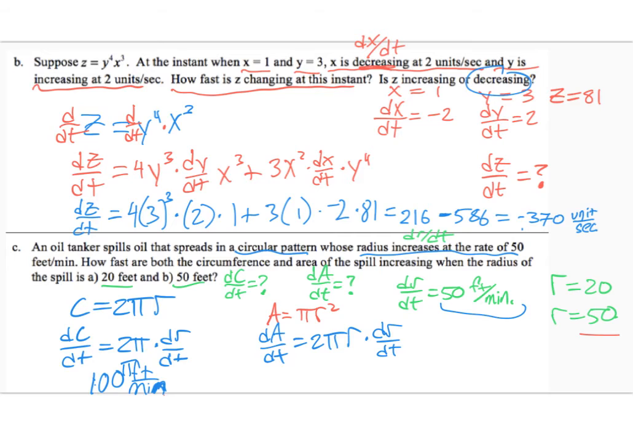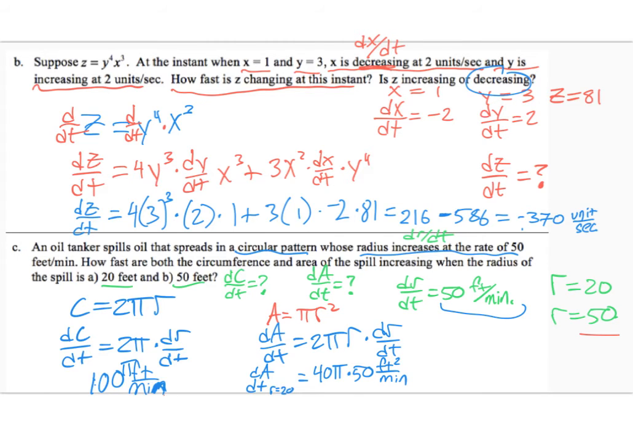Now, dealing with dA dt, we have to plug in those separately. So we're going to have dA dt at r equals 20 is equal to 2 pi times r, which is going to be 40 pi times 50 feet squared per minute.